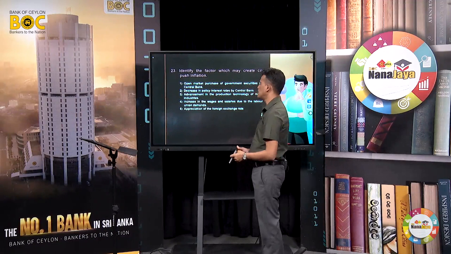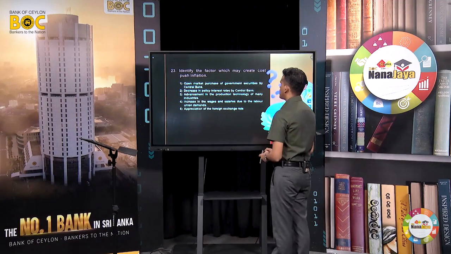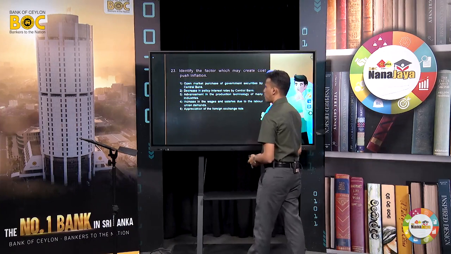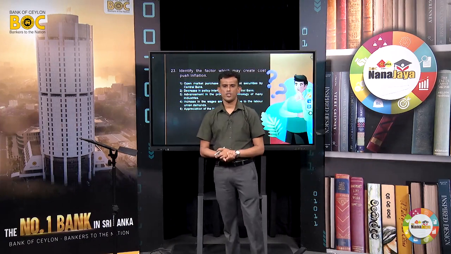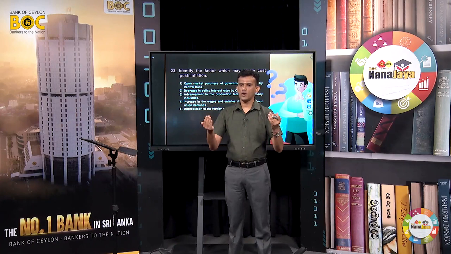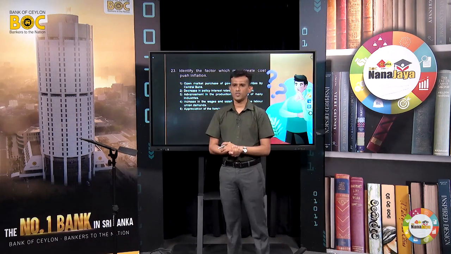Next one. Identify the factor which may create cost push inflation. So we learned about cost push inflation. What do we mean by cost push inflation? Increase in the general price level due to the increase in cost of production. So any factor which is leading for the cost of production to go up will be a reason for cost push inflation.